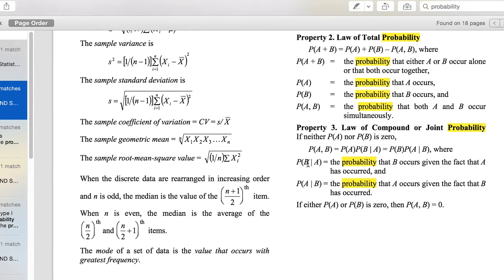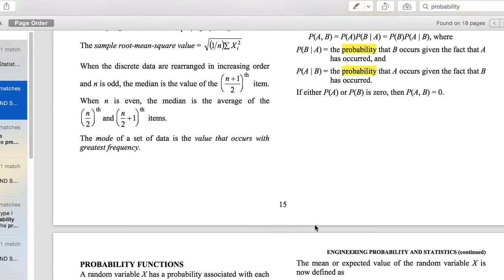And this is the probability of B given A. This is the conditional probability: the probability that B occurs given the fact that A has occurred, etc. And probability, of course, is never greater than 1. It's always less than 1. So if you're solving a problem during the exam and you see a probability of 1.5, then you got something completely wrong. It's always less than 1.